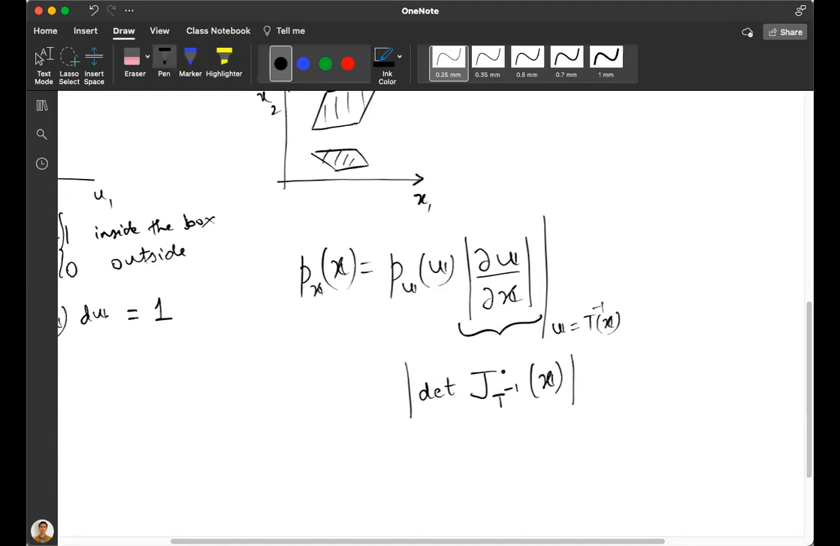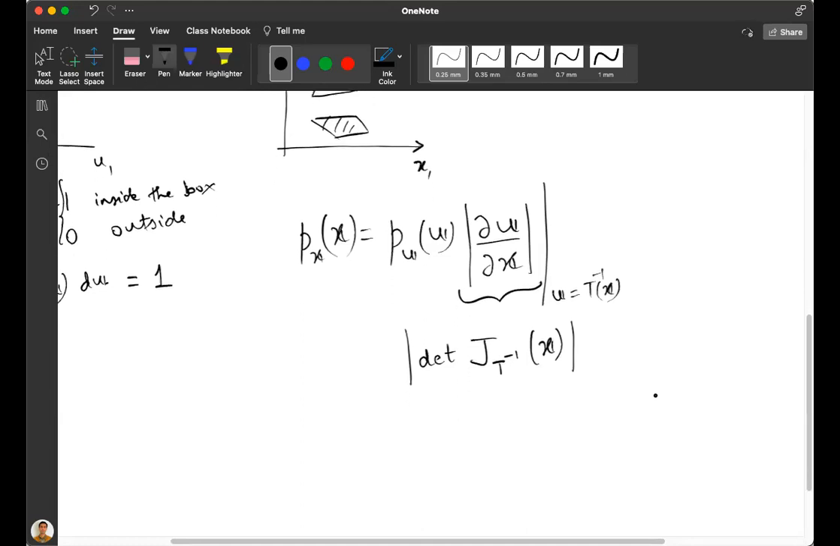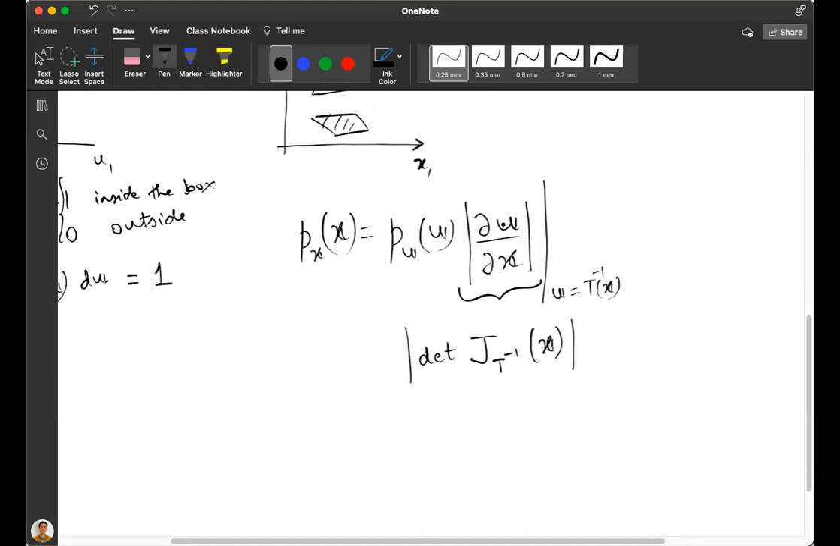So this term is basically the Jacobian of T inverse. It can also be written as, this is also equal to 1 upon the determinant of the Jacobian of T at U. Does that make sense?